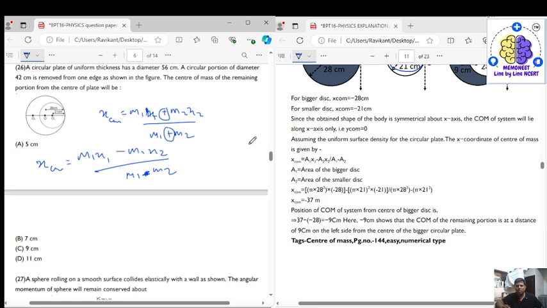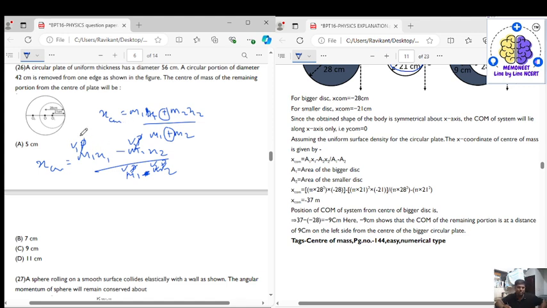If we look into the calculations, the mass of the disk is not given because it's a uniform disk. Mass per unit volume is density, so this mass can be written as volume into ρ. Here also volume into ρ. This is V1, this is V2, this is again V2, and this is V1. But ρ will be the same, so ρ gets cancelled out, right?